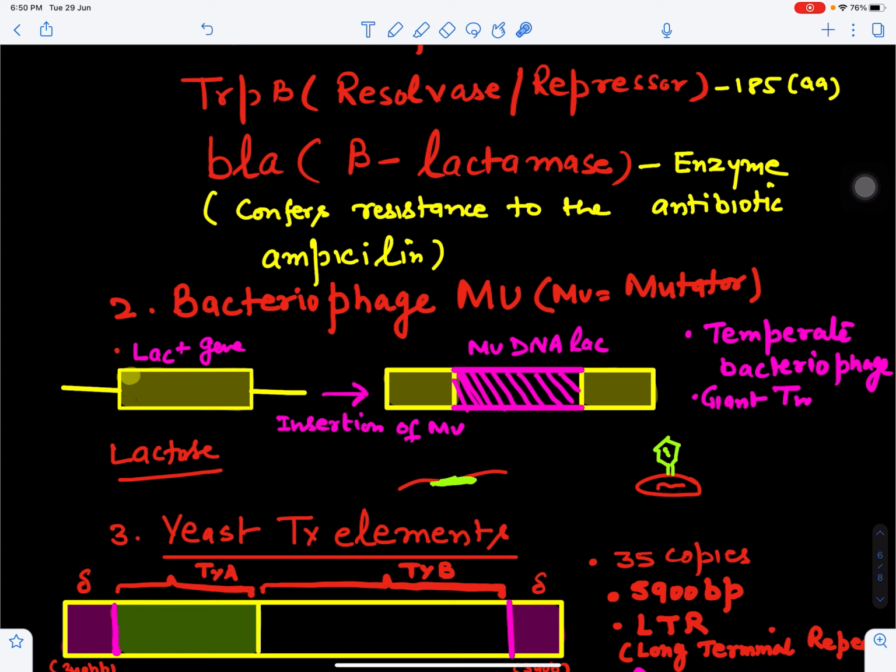So this is called bacteriophage Mu type. It is also called a temperate bacteriophage, as well as a giant transposon. This part is called the giant transposon. So the lactose gene will not work because of integration of the Mu DNA of the viral particle. That is, this virus will send its DNA into this and they will get integrated. So these are called transposable elements.